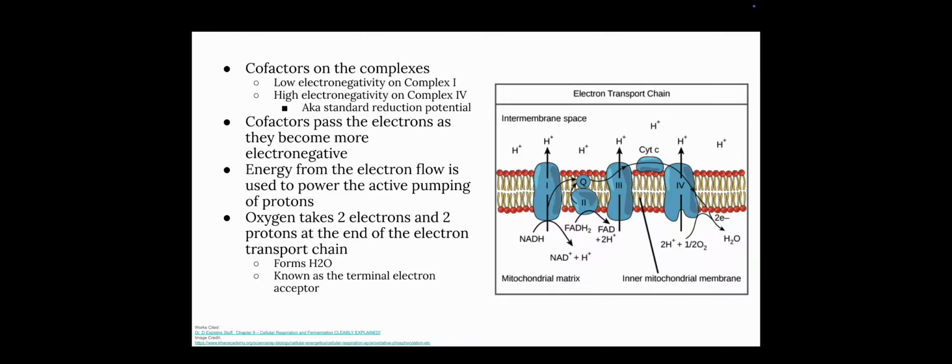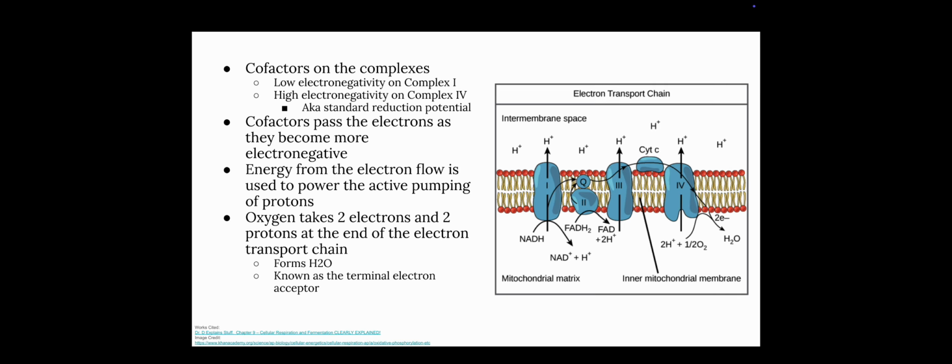So remember, there are cofactors on the complexes, which actually pass the electrons in the electron transport chain. The cofactors on complex 1 have a low electronegativity, and they get increasingly more electronegative as it goes to complex 4. This means that the cofactors are less greedy at complex 1 and the most greedy for electrons at complex 4. So, as the electrons are being passed down the chain, they are producing energy that is used for the proton pumps to actively pump protons back to the intermembrane space.